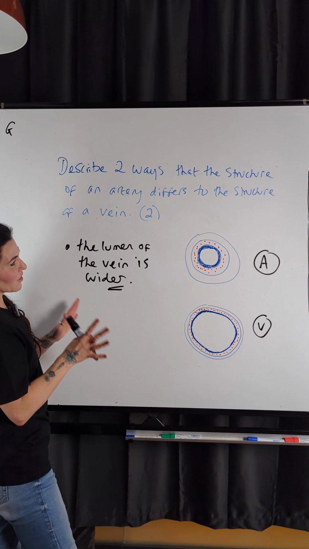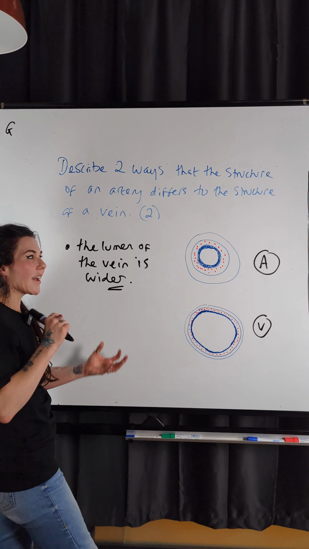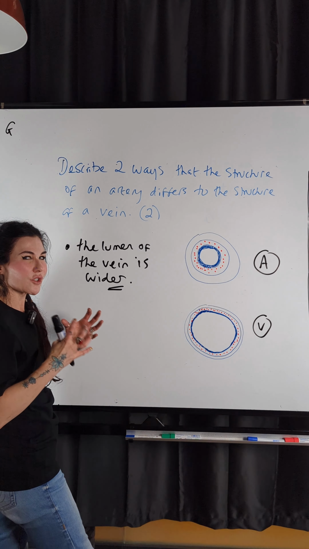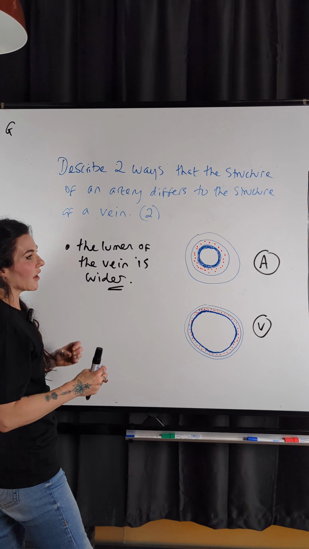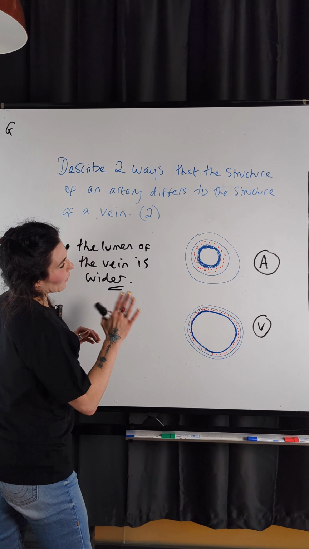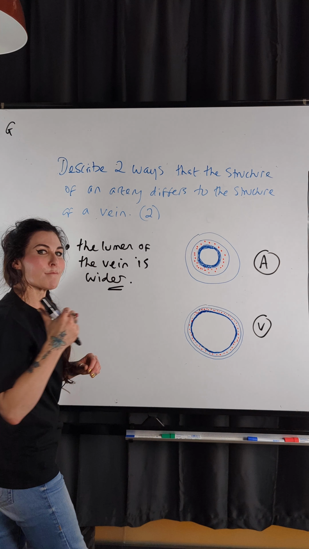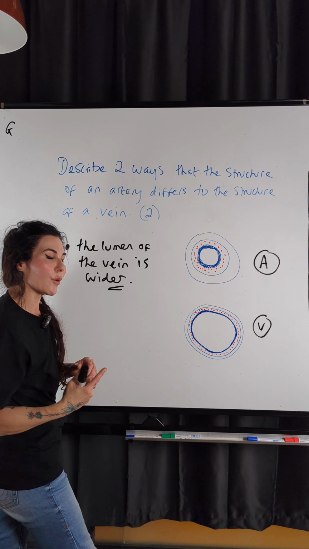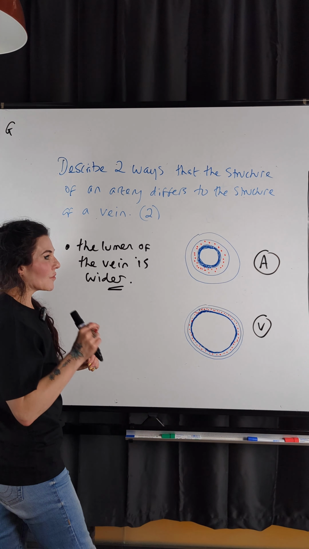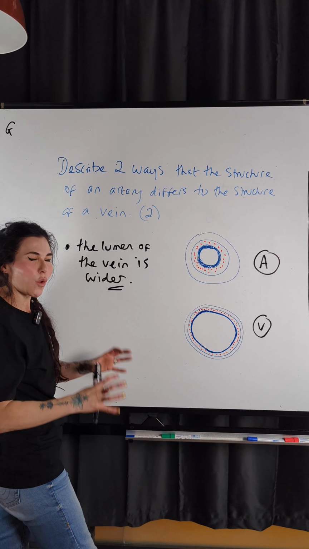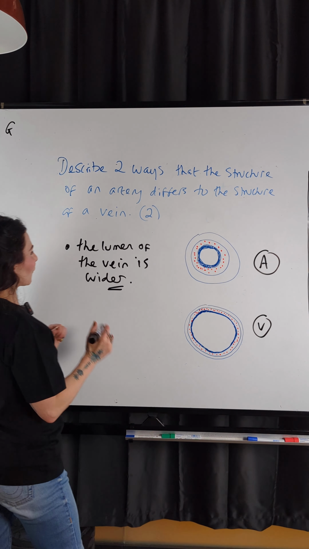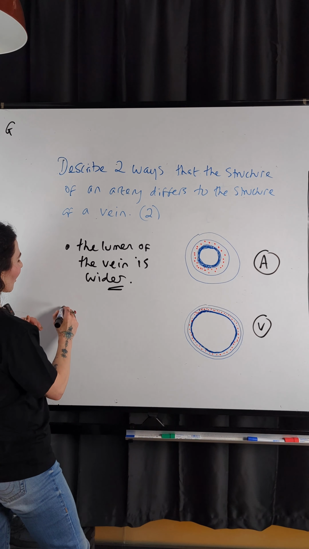Let's have a look at another bit. Looking at those walls, we can clearly see that the walls have a different thickness. But again, you've got to be a little bit more precise than just saying one is thicker than the other. We're going to look at the layers. Now we have within the artery's walls and within the veins walls, muscle and elastic tissue. In the artery, the muscle and the elastic tissue is always thicker than that of the vein. So there's our second marking point.